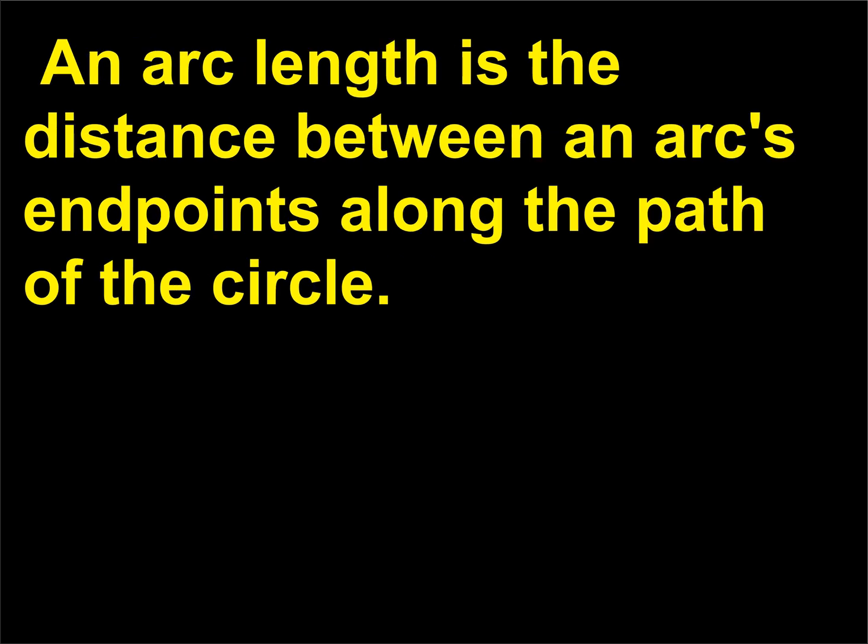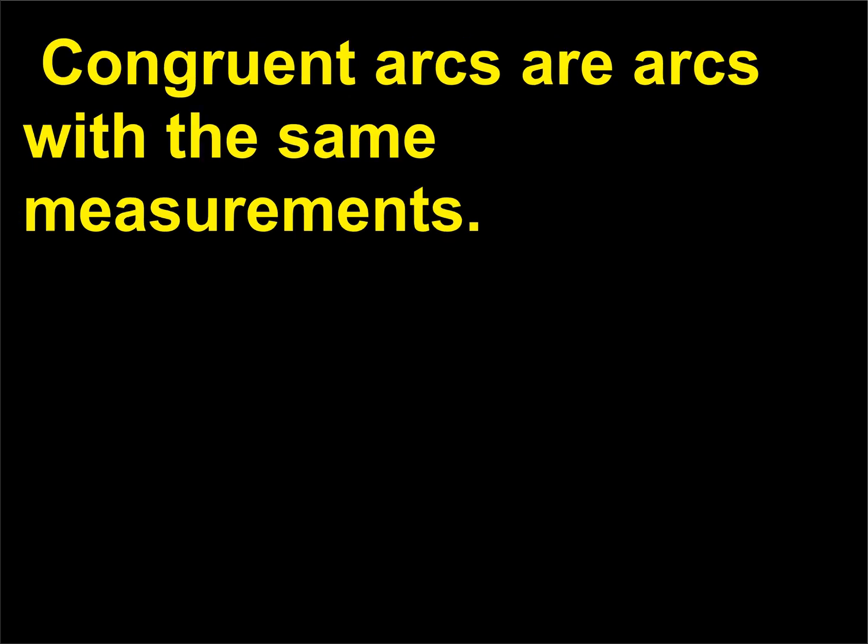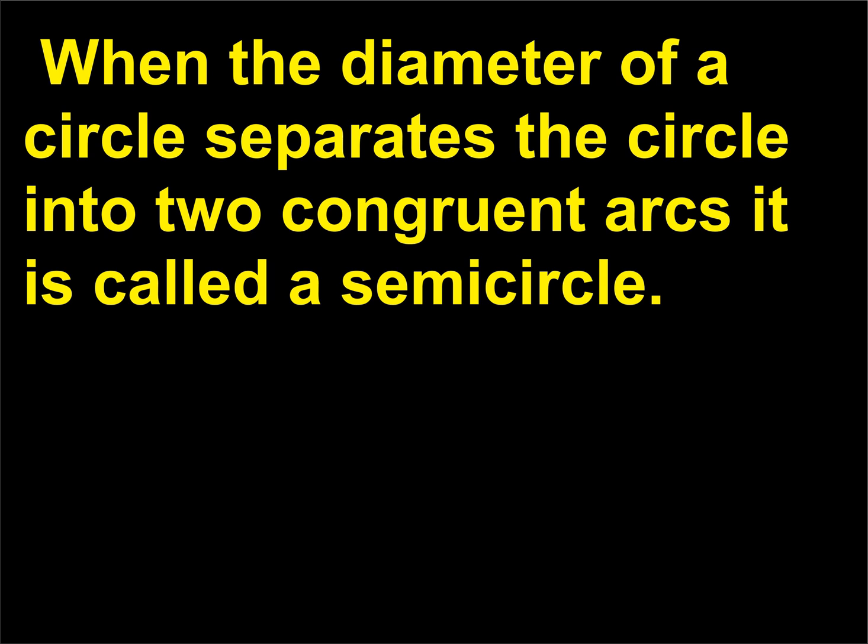An arc length is the distance between an arc's endpoints along the path of the circle. Congruent arcs are arcs with the same measurements. When the diameter of a circle separates the circle into two congruent arcs, it is called a semicircle.